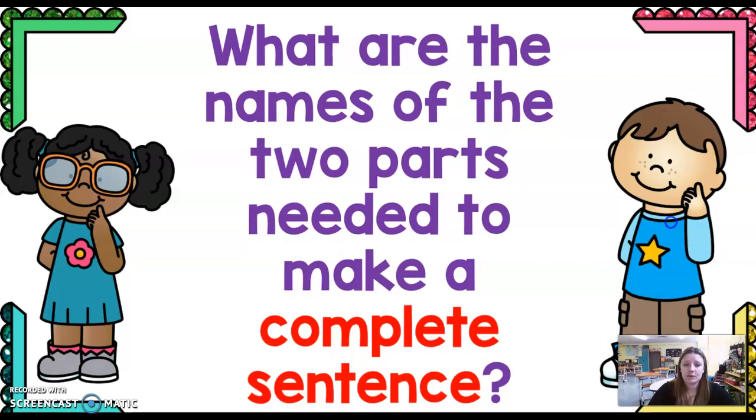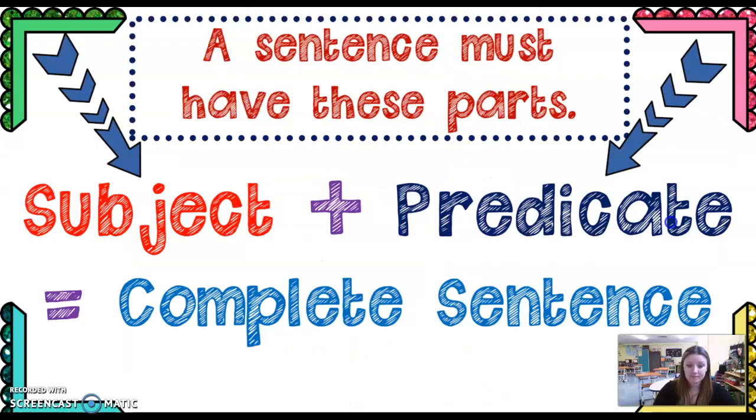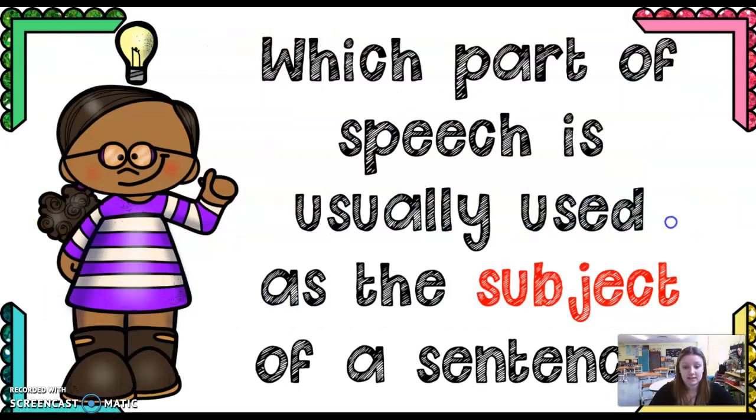So who can remember what are the names of the two parts needed to make a complete sentence? This is stretching back a little bit. We have to have a subject and a predicate. So remember, subject plus predicate equals a complete sentence. And when we write, we have to make sure we're writing in complete sentences.